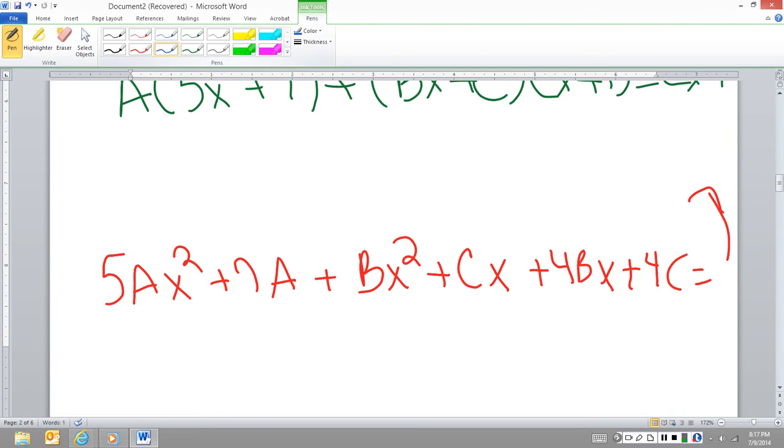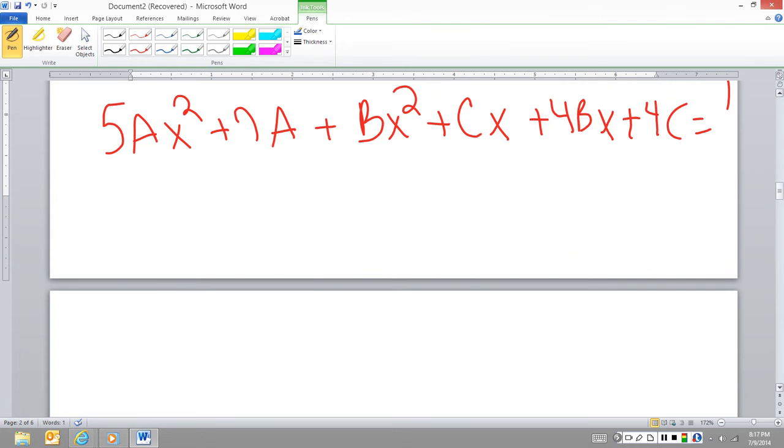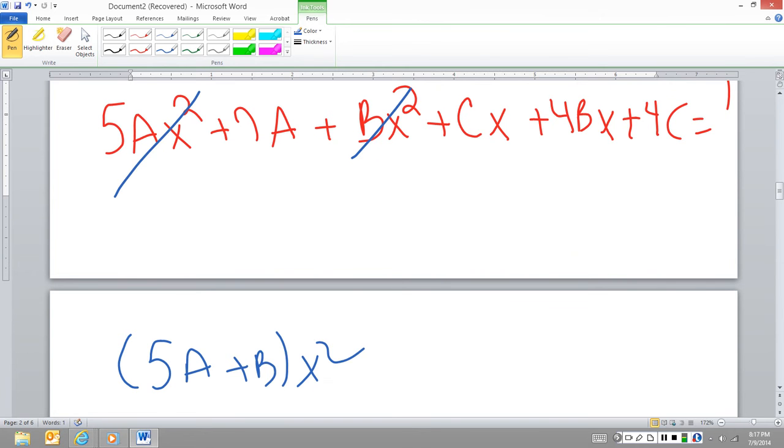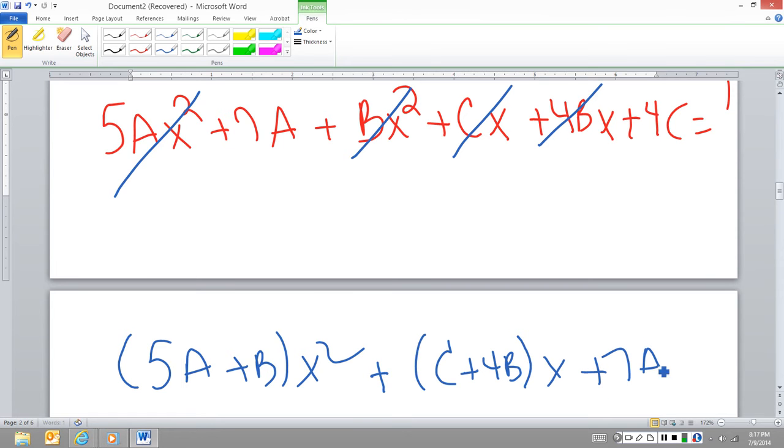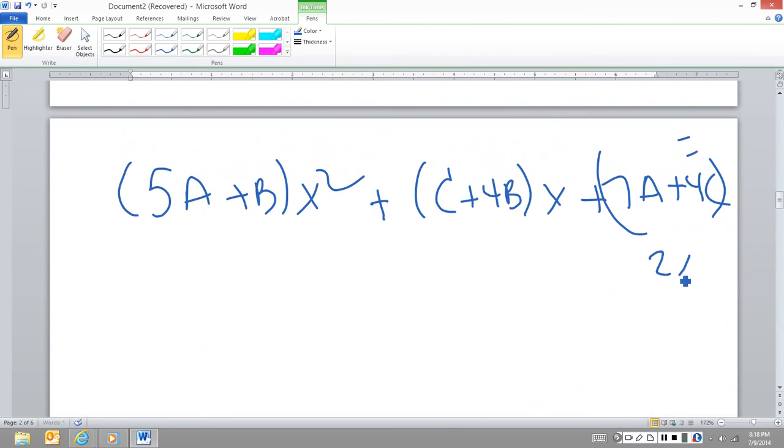Okay, now what I'm going to do is consolidate. I want each power of x together. So I have 5A plus B times x squared. And then I have C plus 4B times x, and then 7A plus 4C. And this all again equals 2x minus 1. I'm going to put this down here because I'm going to need it in a minute.